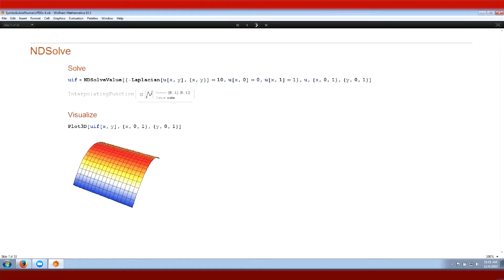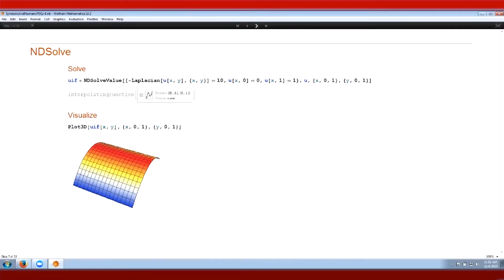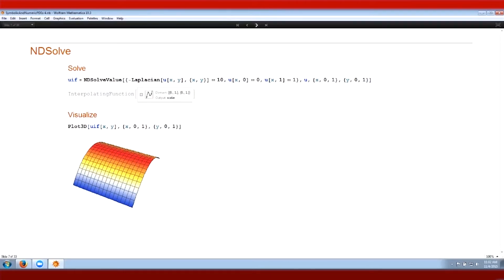Additionally, two boundary conditions are specified. At y equals 0, the dependent variable u is set to 0, and at y equals 1, the dependent variable u is set to 1. u, again, is the dependent variable, and the region is specified as x going from 0 to 1 and y going from 0 to 1. NDSolveValue will return an interpolating function. That interpolating function can be used in functions like Plot3D to visualize the result.